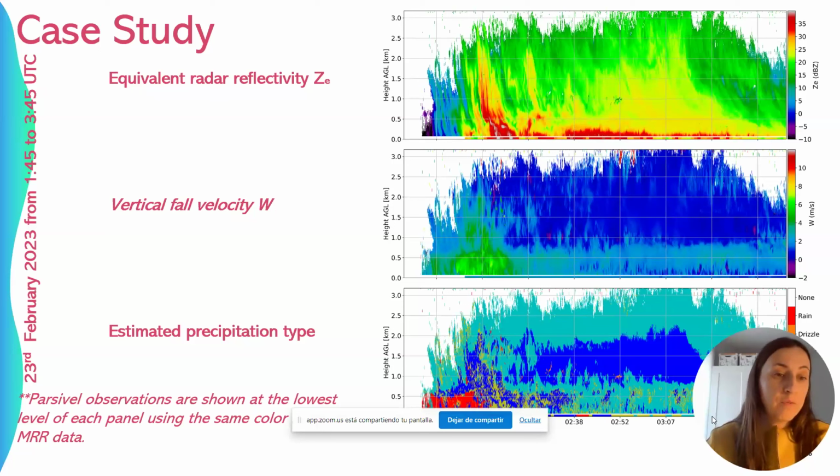We have selected a day, the 23rd of February 2023. It was measured during 2 hours. We plot here the equivalent radar reflectivity that is used to obtain the droplet size, the vertical fall velocity, and also the estimated precipitation type. As you can see, we have a lot of different data with a lot of different information that could be used in many applications. And these types of data sets are the ones that are already uploaded to WindLab to be used. In this case, the Alaiz data set is already there in WindLab.